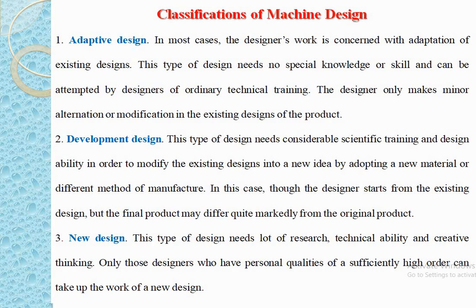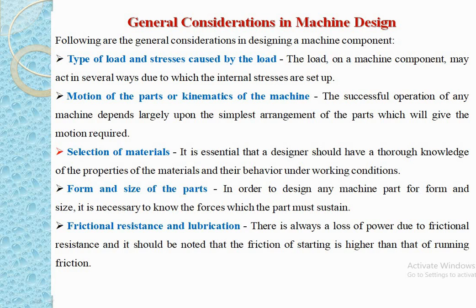Now there are other methods of design also, depending upon the methods: rational design, empirical design, industrial design, system design, element design, or computer aided design. These are the basic classifications of machine design. Now after understanding the concept of classification of machine design, let us move towards the general considerations in machine design. Now this is the most important part.